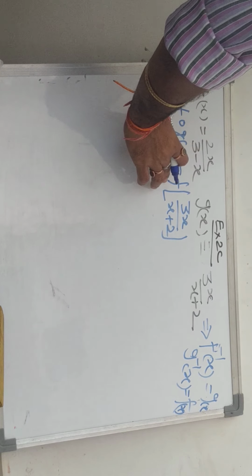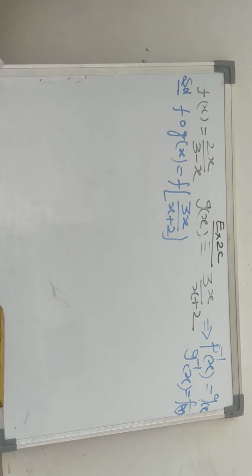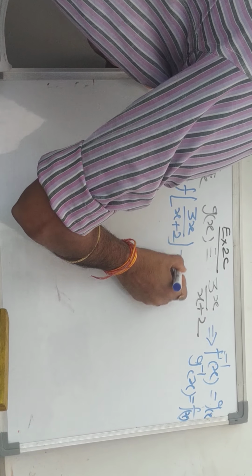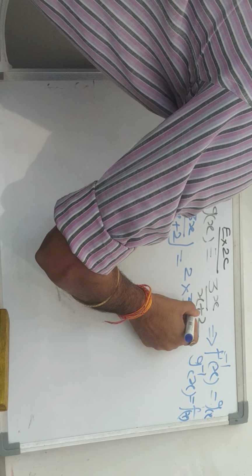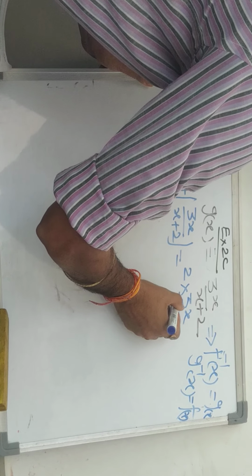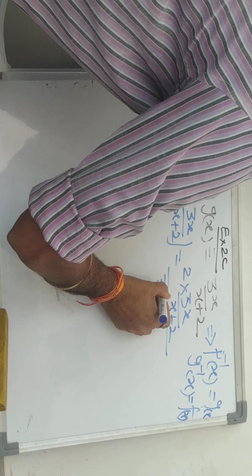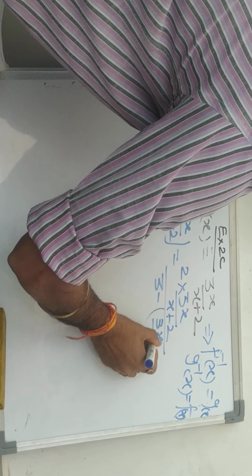Now we have to find f of 3x upon x plus 2. We put 3x upon x plus 2 in place of x in the function. So the answer is 2 into 3x upon x plus 2, upon 3 minus 3x upon x plus 2.